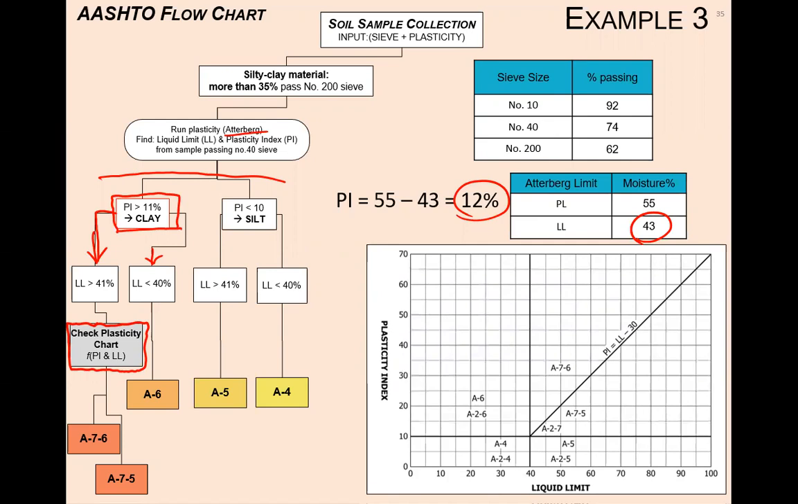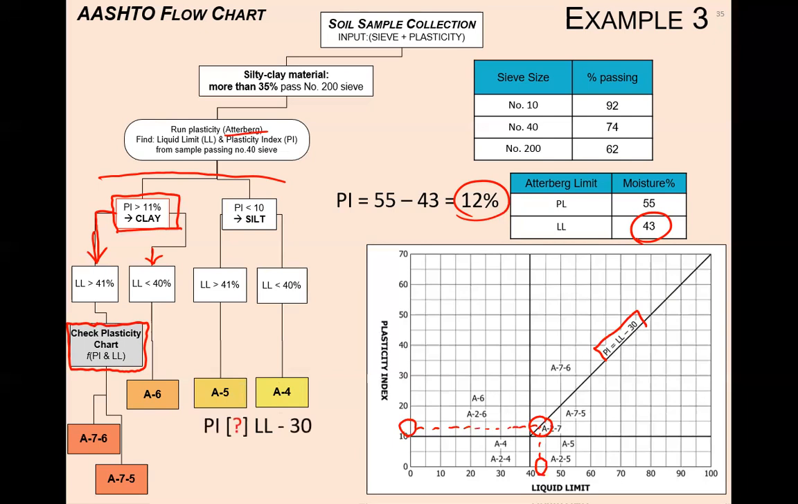So our liquid limit is 43, somewhere in here. Our plasticity index is 12, somewhere in here. So it's actually really difficult to discern what side of this line it is on, right? Like unless you have it scaled, it's either an A-7-6 or an A-7-5. And luckily we know the function of this line. PI is equal to LL minus 30.